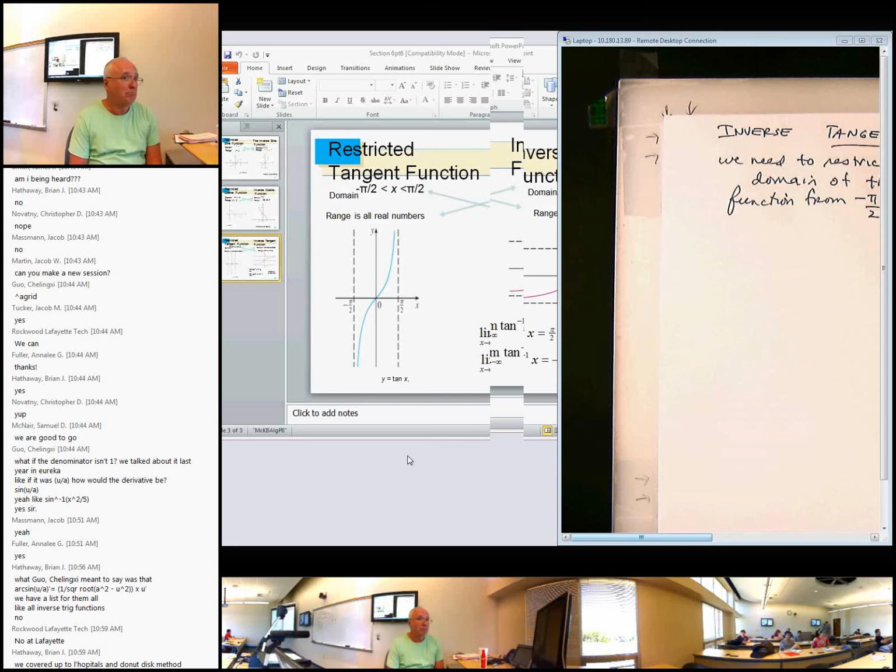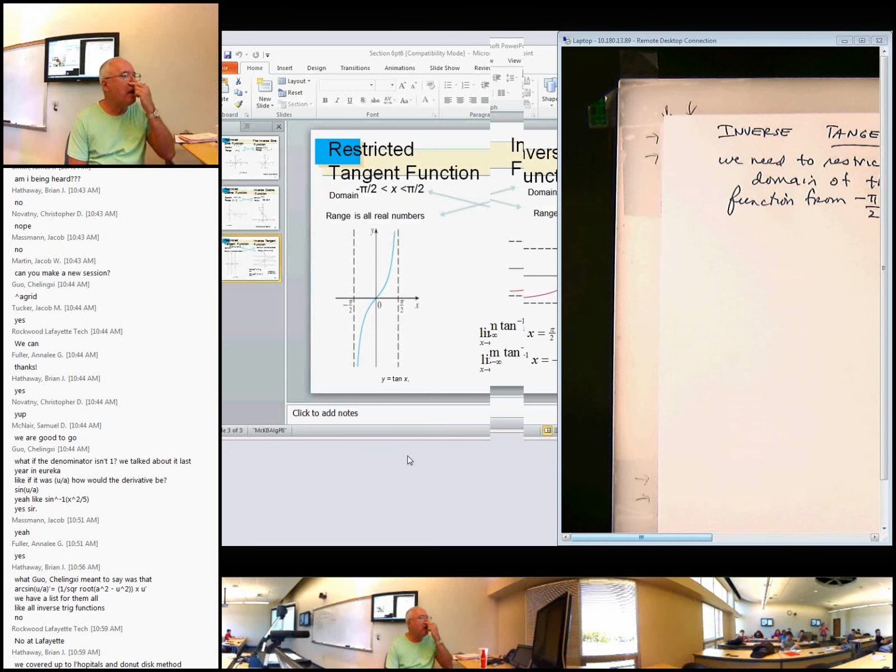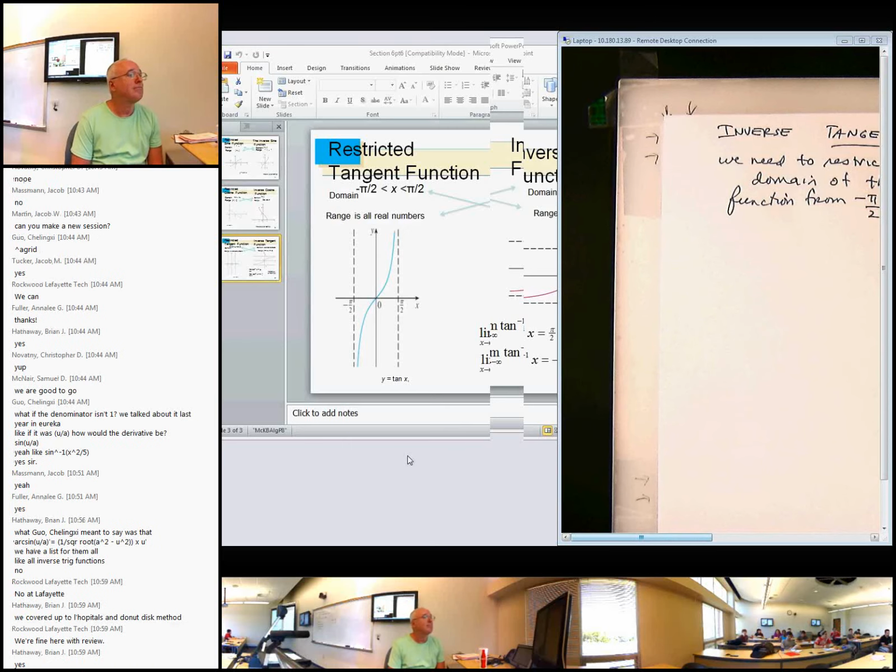They said they went all the way up through L'Hopital's rule and the donut disc method. The donut disc and the cylinder, that was chapter 5. No, L'Hopital's rule is in chapter 6. We're going to be getting to that. Okay. Well, hopefully sometime very soon we will be arriving at stuff that you haven't already had. Are you looking forward to that? Good. That's the right answer.